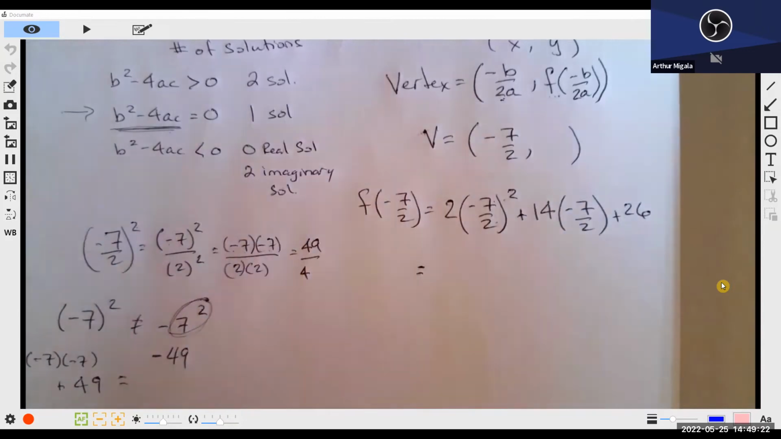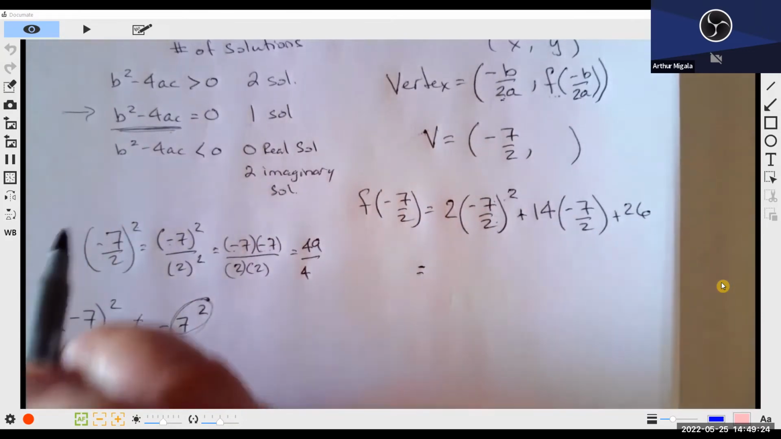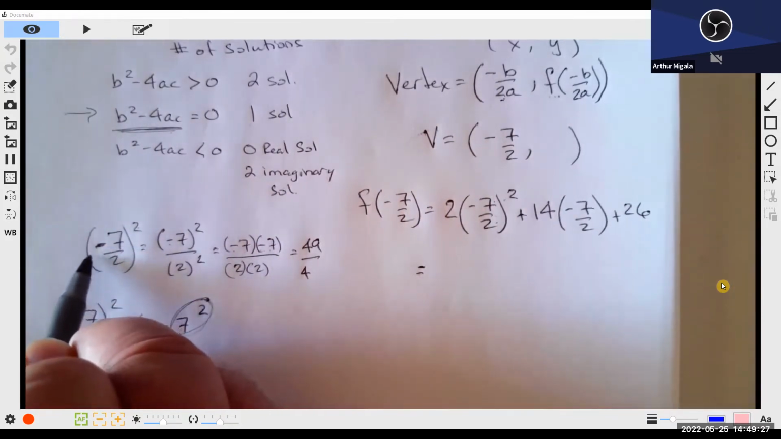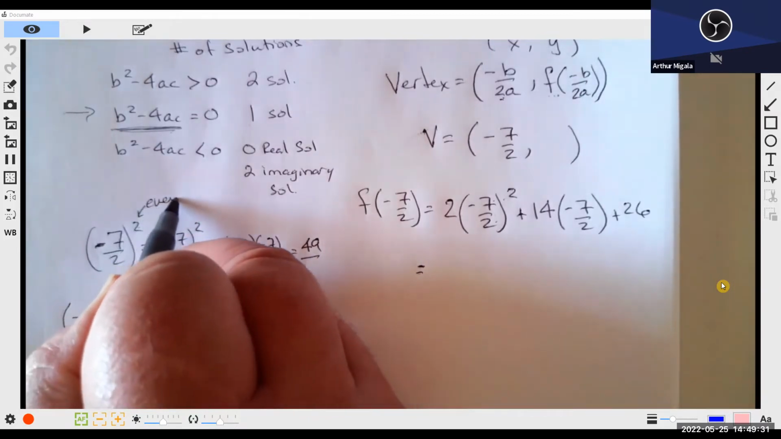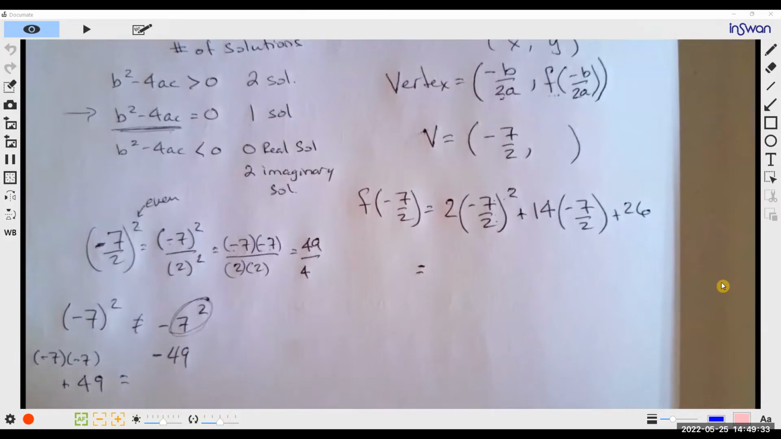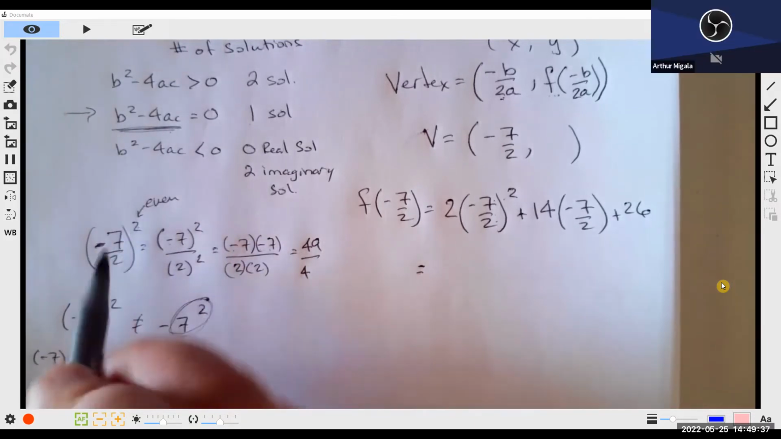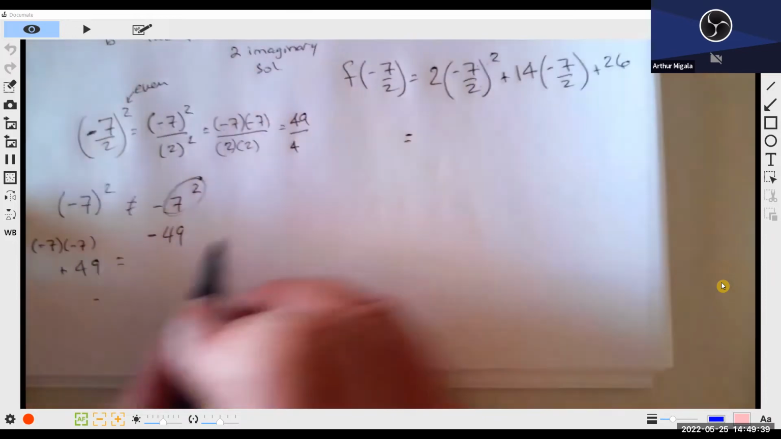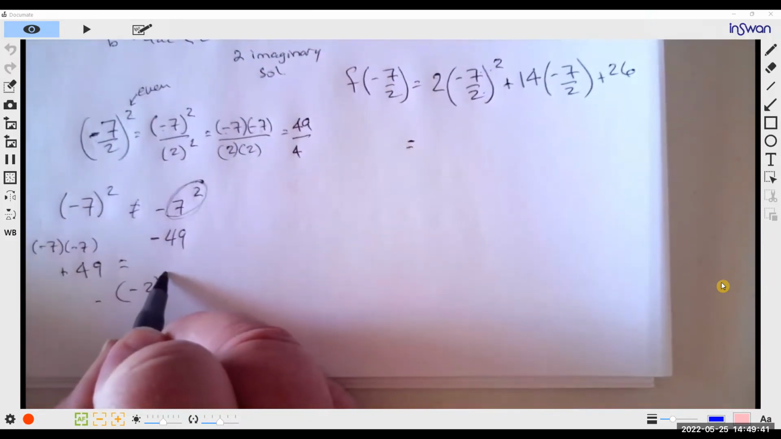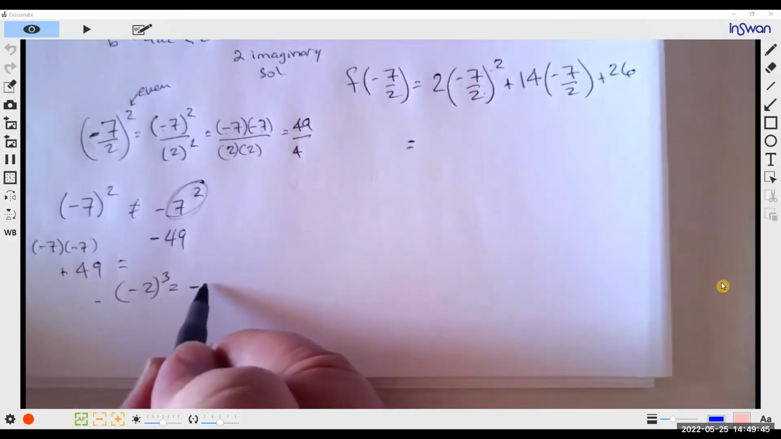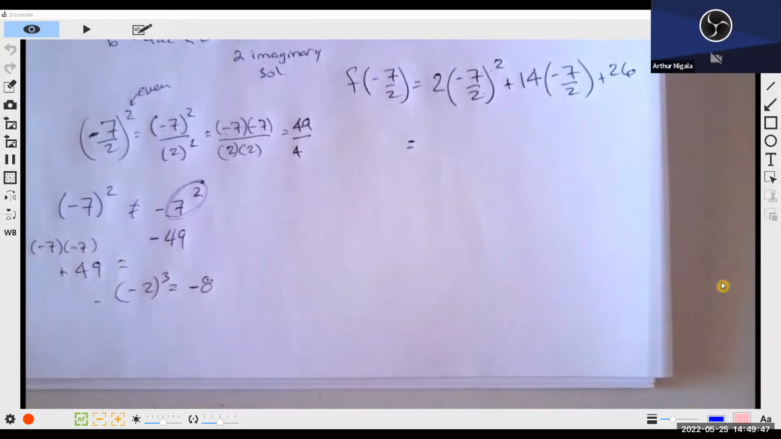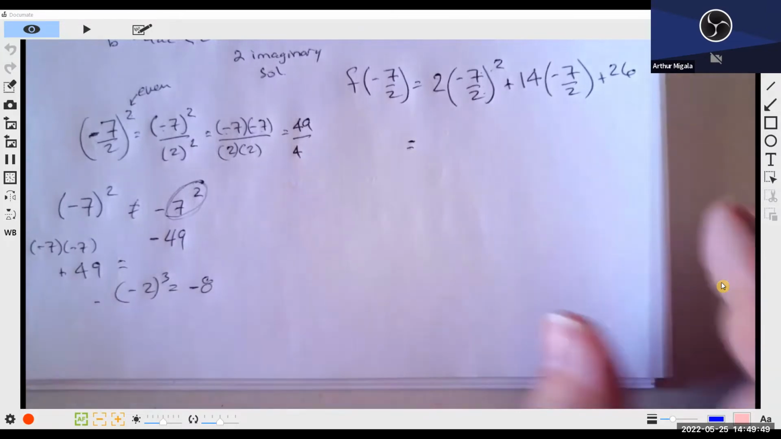Basically, here's the bottom line. If you have a negative number inside parentheses raised to an even power, it's always going to be positive. If it's odd, like if we had -2 to the third power, it's going to stay negative, because there's the third number.